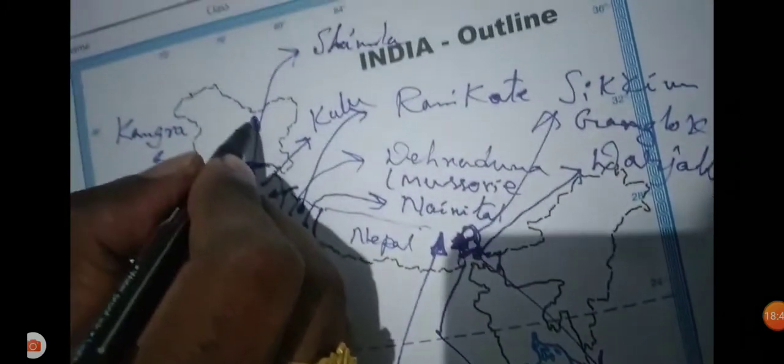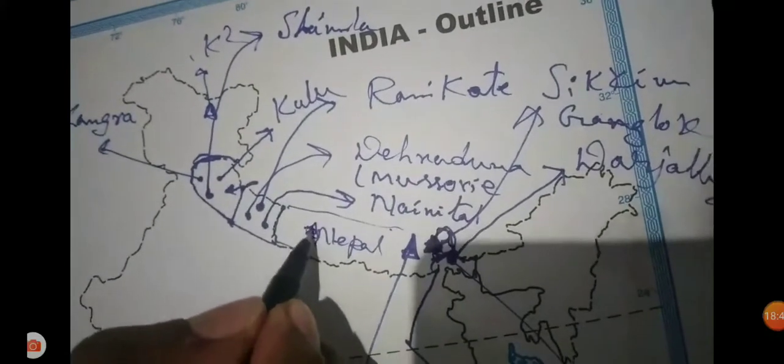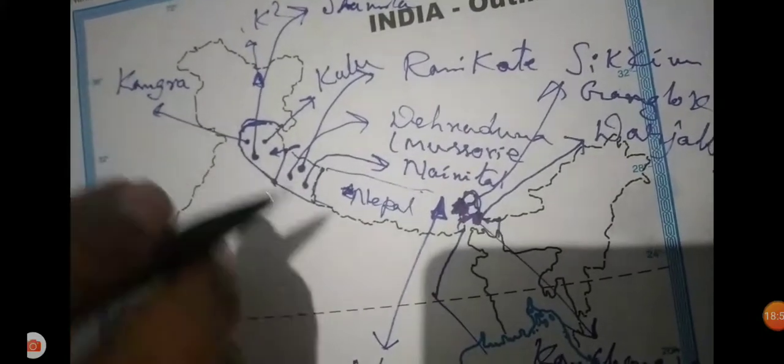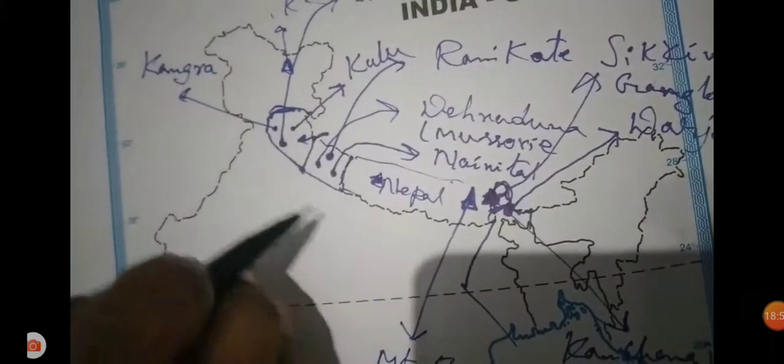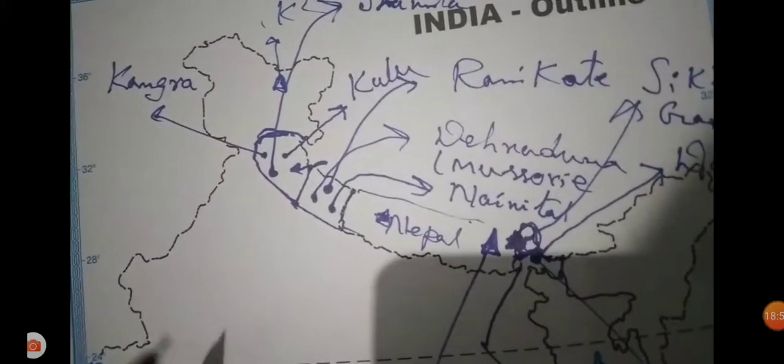Here I already identified K2. K2 mountain, then Annapurna. Mount Annapurna is also one of the important peaks in the Himalayas. So these are all the important ones.